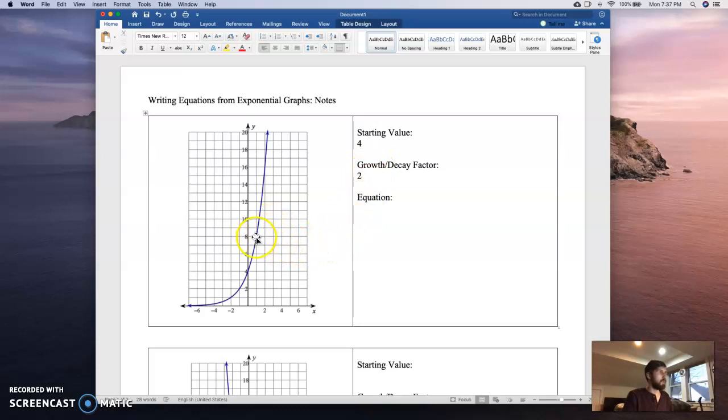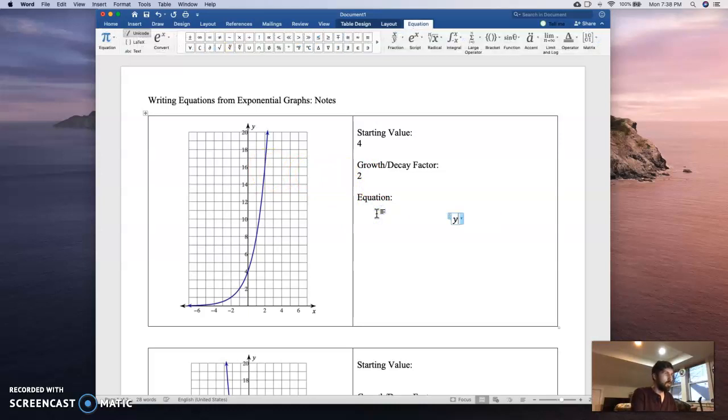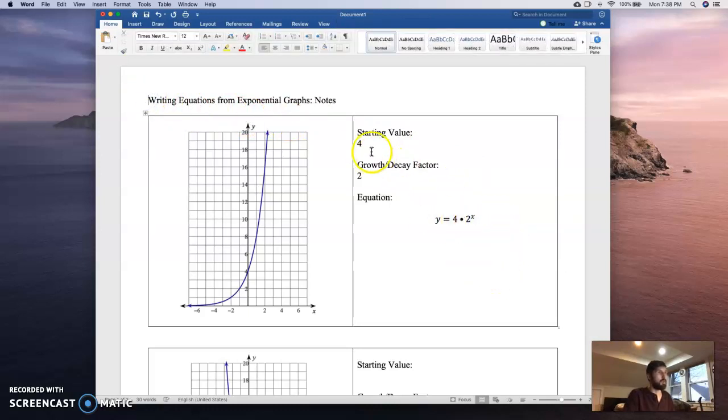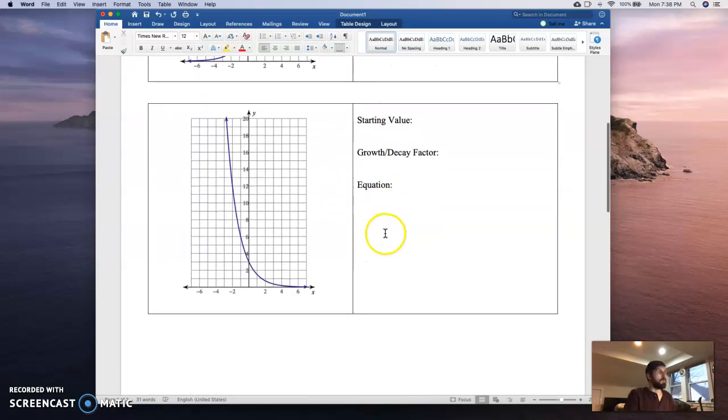Then we can think about the next number over. As we go over to 2, it goes up to 16. 8 times 2 is 16, so that number checks out. That means my equation is y equals 4 times 2 to the power x. You just need to put those numbers into the right spot. The 4 goes where the starting value goes, and the 2 goes where the growth or decay factor goes. We can also note that this is growth, and we can tell because the graph is going up. Pretty simple.